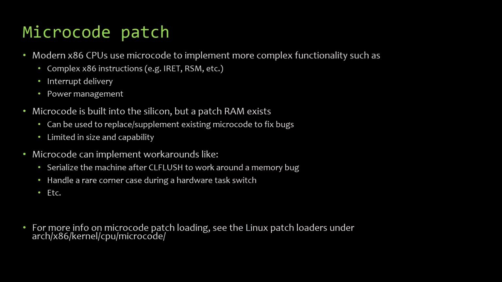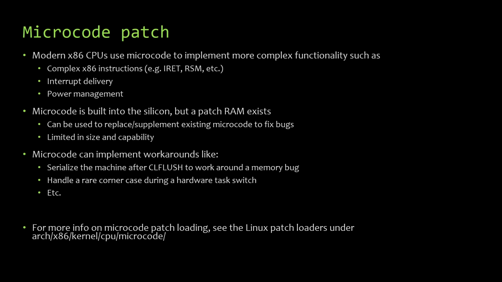Another option that is available on modern CPUs is something called microcode patch. Microcode is like an on-chip firmware. It's used on processors typically for implementing things like complex x86 instructions, like IRET, RSM, hardware task switch, things like that, interrupt delivery, and a lot of power management features. And microcode basically breaks up these complex flows into a sequence of smaller operations that the hardware can natively understand.